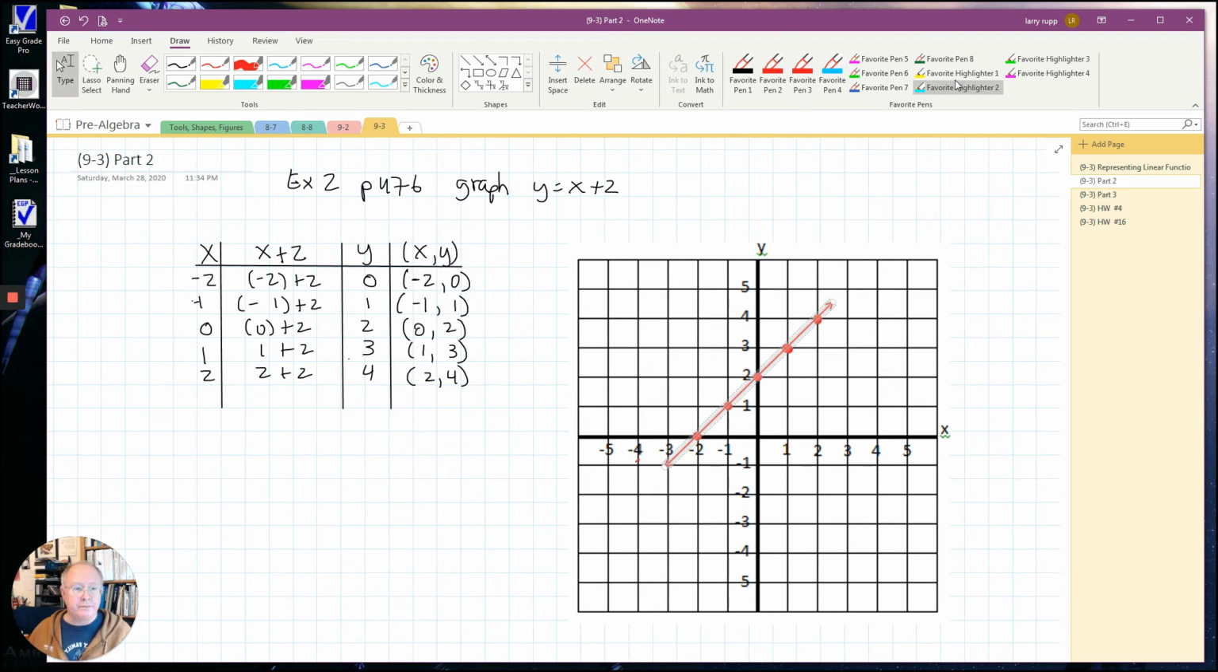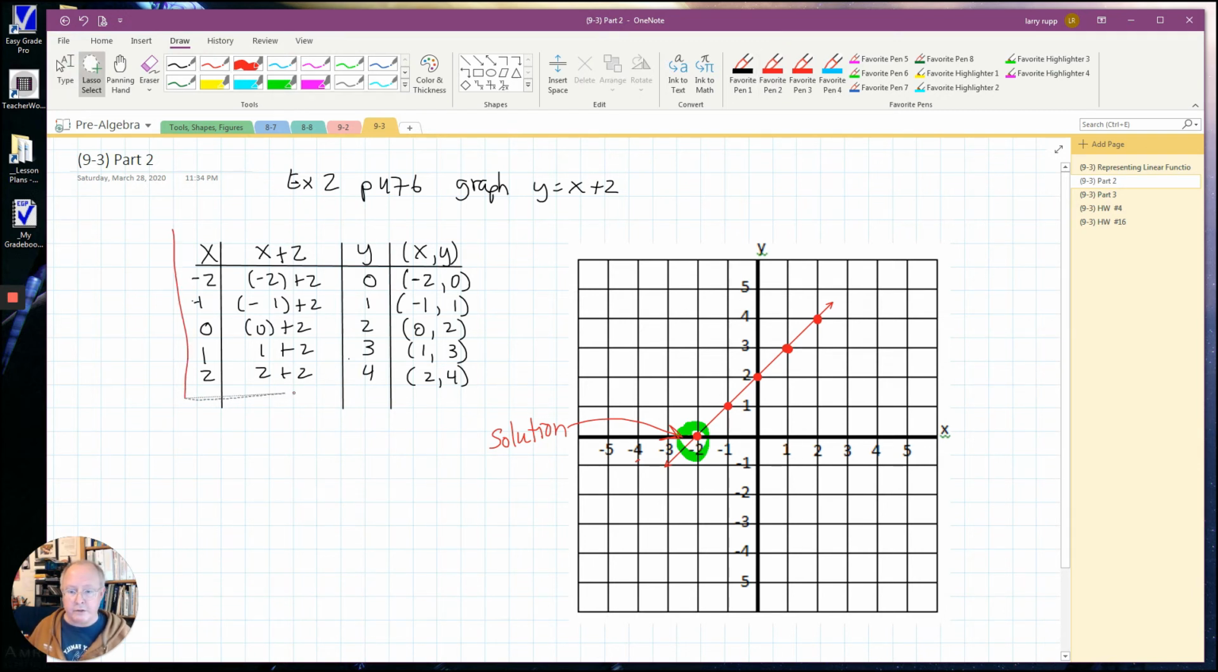One thing to note is right here, where the graph crosses the x-axis, that's where y is equal to 0. That's called the solution of the equation. So this guy is called the solution. All right. Good.